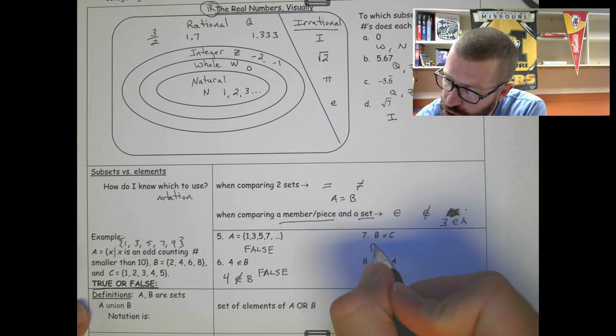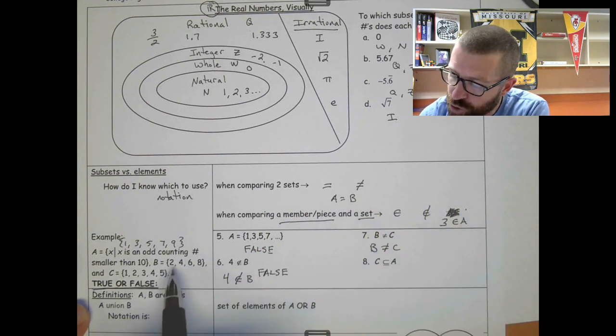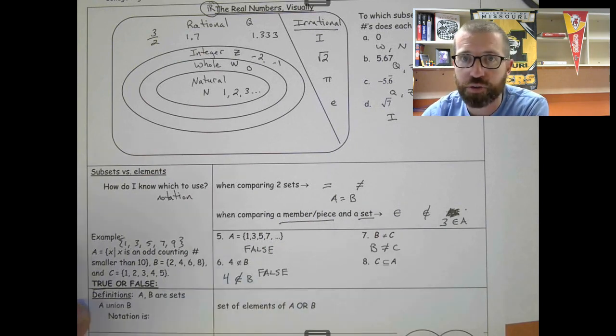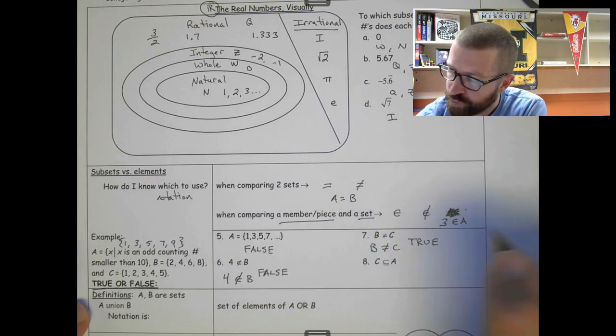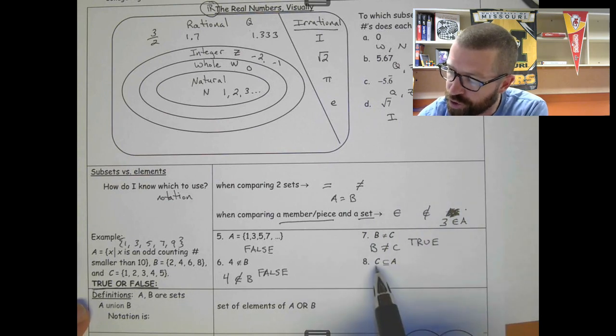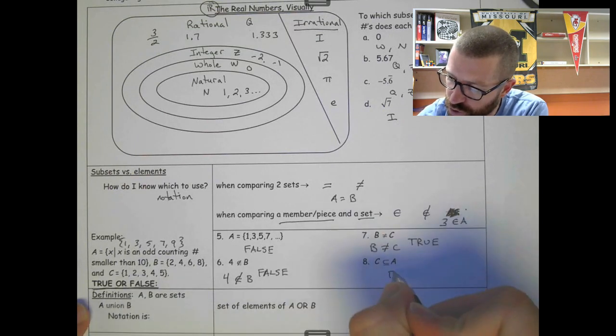This one says B is not equal to C. And that's true because they're not the exact same set. C has 1, B does not, and that's enough to say they're not equal. So this is true. And this says C is a subset of A. And so are all of these numbers in A? And that's false. 2 is not in A, so this is false.